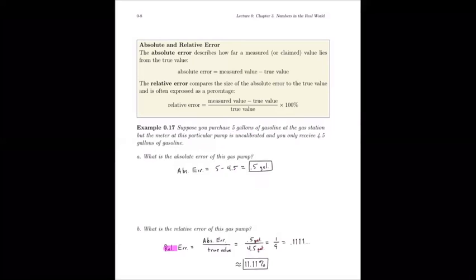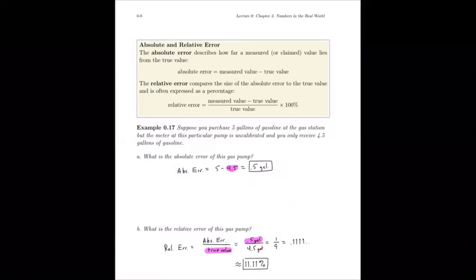Now for the relative error, we have the absolute error divided by the true value. So we already know the absolute error. That's 0.5 gallons divided by the true value. The true value again was 4.5 gallons.